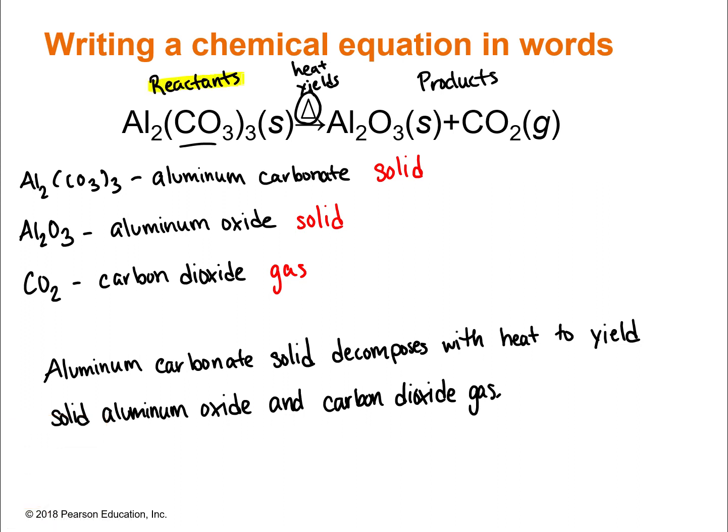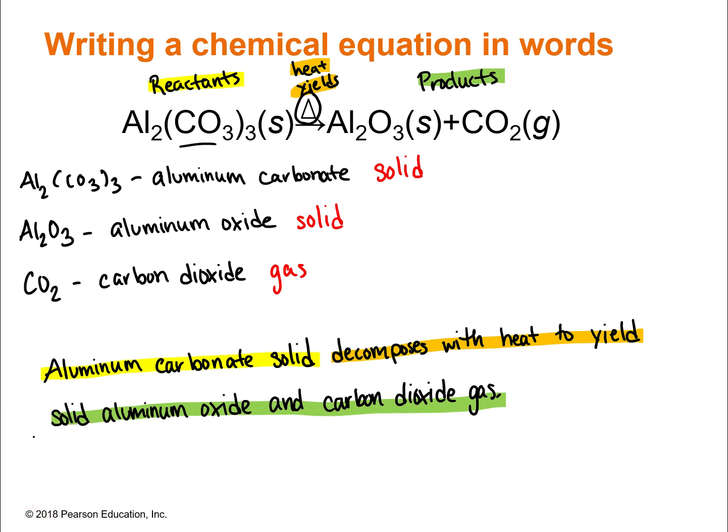Our reactants, well, we've only got one. That's the aluminum carbonate, and we said that it was a solid. Cool. Our yield sign, we had to mention something about heat too. And it decomposes with heat to yield our products. And we listed those, and we've got the states of matter.